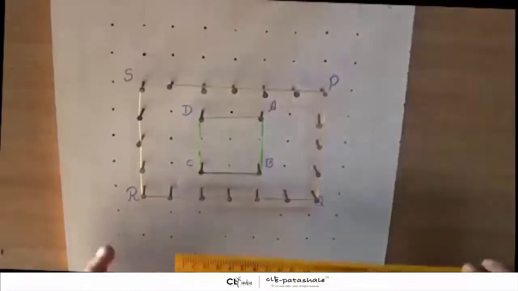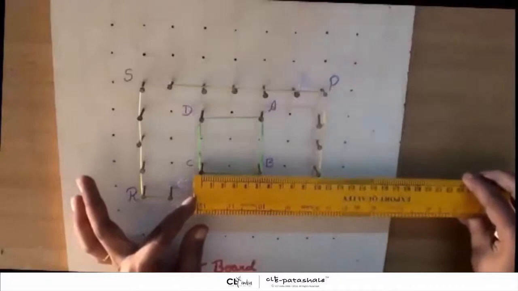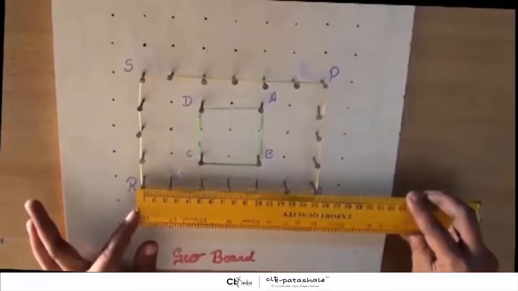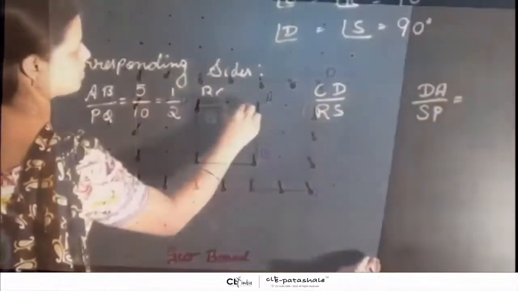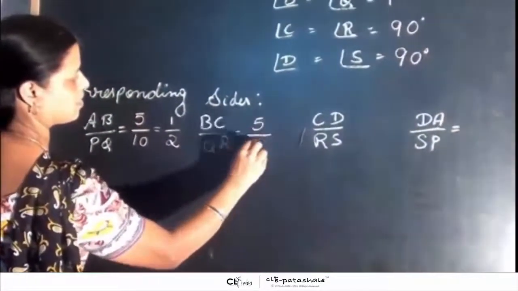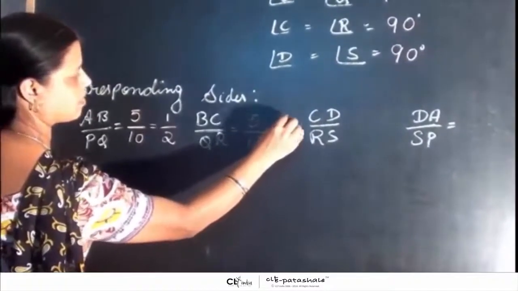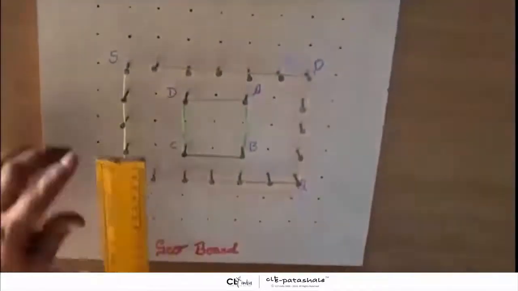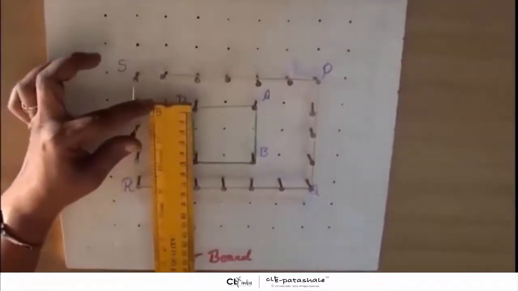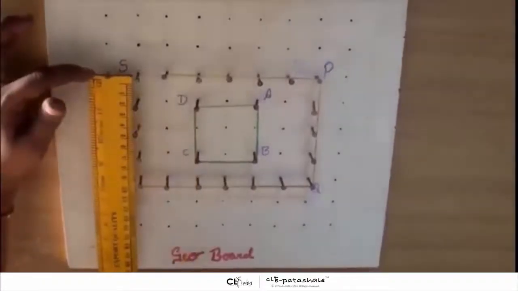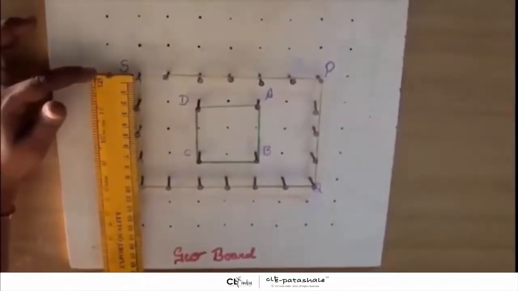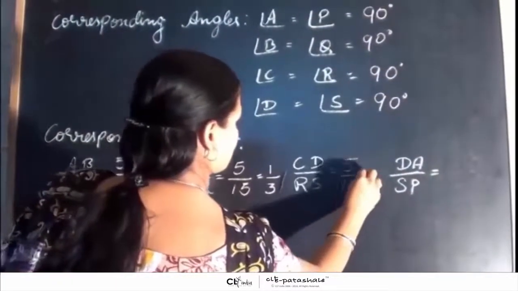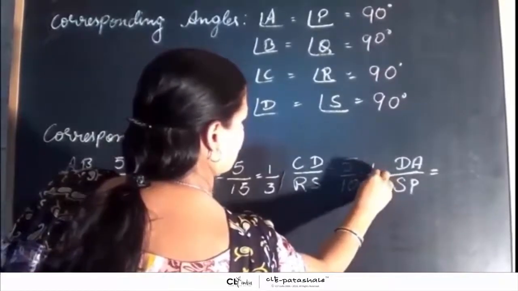Now we'll measure BC, which is also equal to 5 cm, and QR is equal to 15 cm. BC by QR is equal to 5 by 15, which also can be reduced to lower terms, so we'll write 1 by 3. Now we'll measure CD. CD is 5 cm as you know, so RS is equal to 10 cm. So we'll write 5 by 10. Similarly, reduce it to lower terms, you'll get 1 by 2.